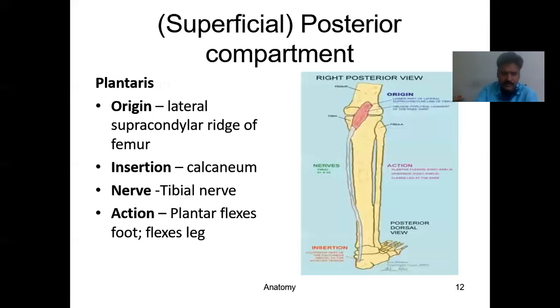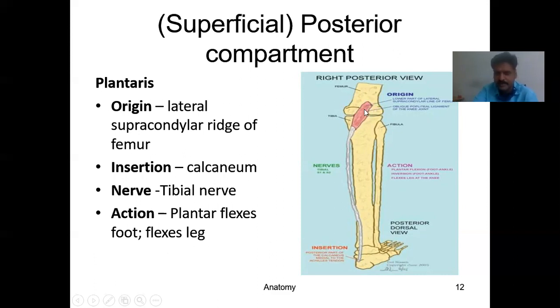So the next muscle has the majority of its part tendinous and a very small fleshy part, homologous to the palmaris brevis in the upper limb. What is called plantaris lies in between the soleus and gastrocnemius, sandwiched between these two muscles. It arises from the lateral supracondylar ridge of the femur and is inserted into the calcaneus through the tendocalcaneus, supplied by the tibial nerve. Action is plantar flexion of the ankle joint and flexing the leg.